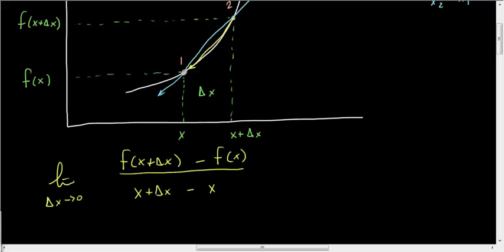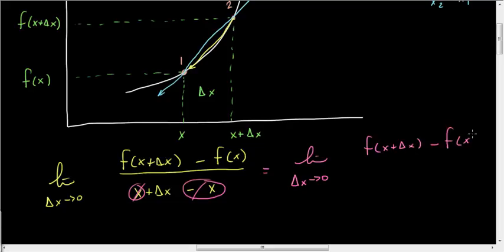And now we clean this up a little bit with algebra. If you notice this here, we have a negative x and a positive x. We can cancel those out because anything minus itself is 0. And so we have the limit as delta x approaches 0 of f of x plus delta x minus f of x all over delta x.